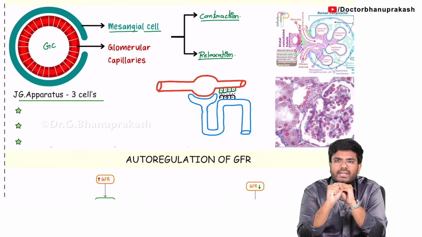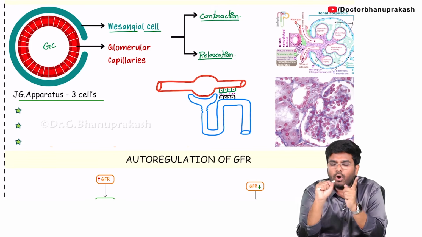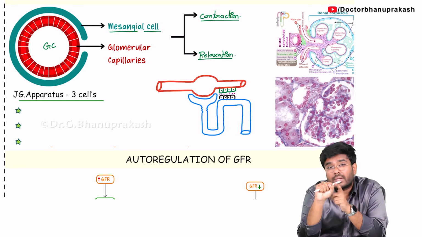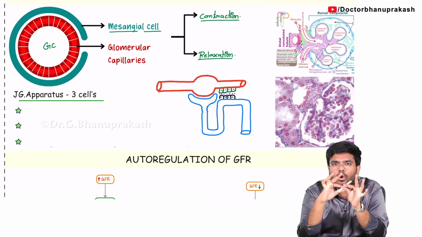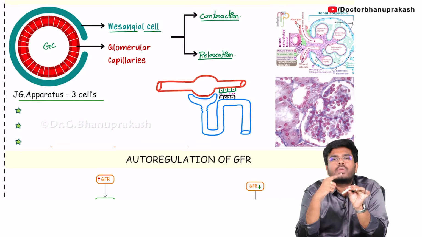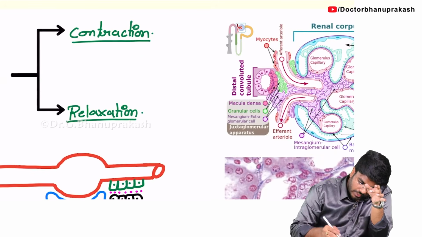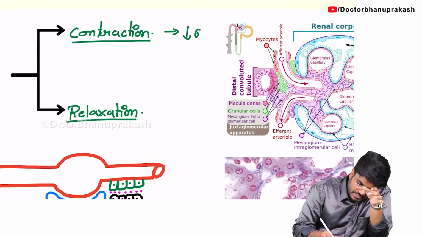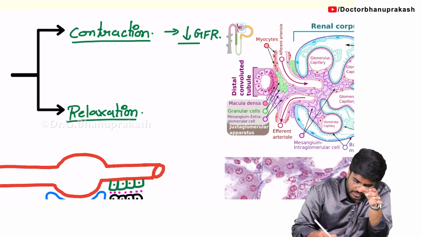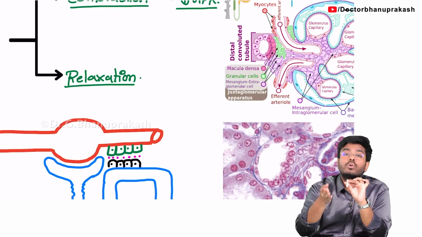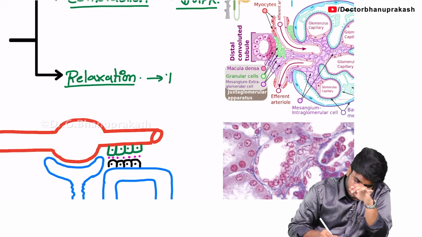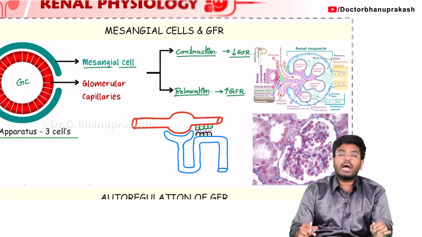If the mesangial cell contracts, what do you think will happen to the blood flow in the glomerular capillary? It decreases, because the mesangial cells are contracting, so they are constricting the glomerular capillaries. So less blood will go, so the GFR will be less. So mesangial cell contraction always tries to decrease the GFR. Exactly opposite, when the mesangial cells are relaxed, more blood will go, so the GFR will be more. So mesangial cell contraction and relaxation can alter the GFR.